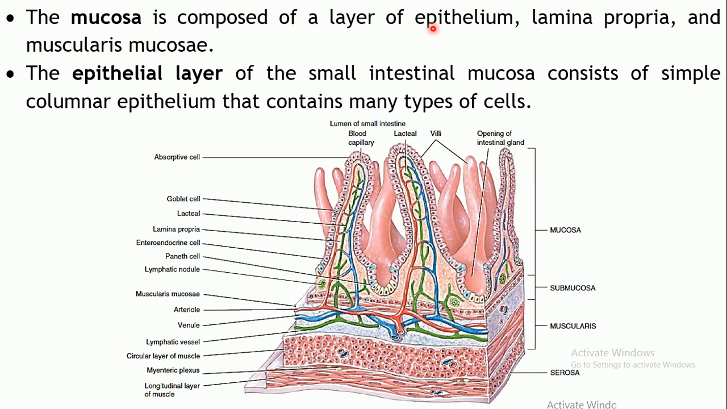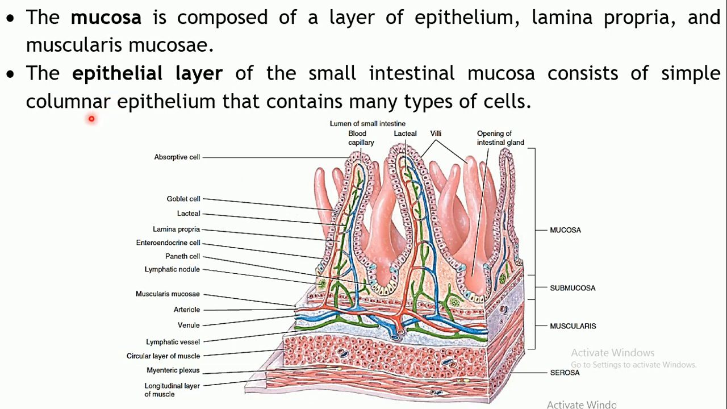So mucosa, it will comprise of the 3 layers, that is epithelium, lamina propria and muscularis mucosae. The innermost layer, which is in contact with the food, which is present towards the lumen of the small intestine, comprises of a single layer of epithelial cells. So that's called as epithelium. Next to that is the lamina propria, and the third layer is the muscularis mucosae. Now let us see what these 3 layers are comprised of.